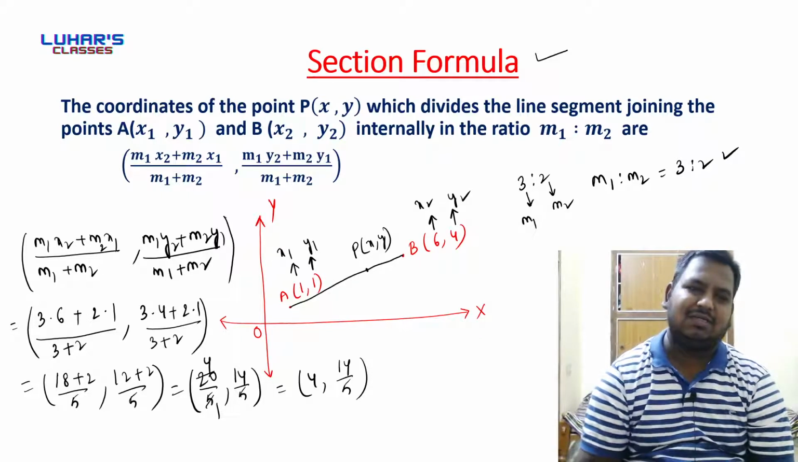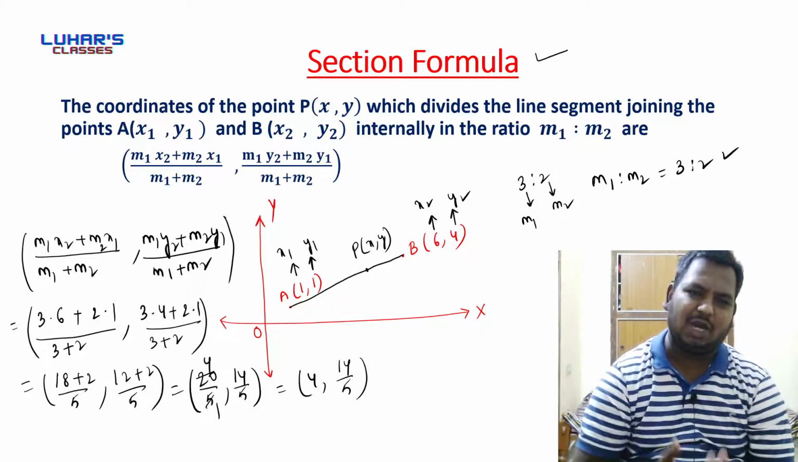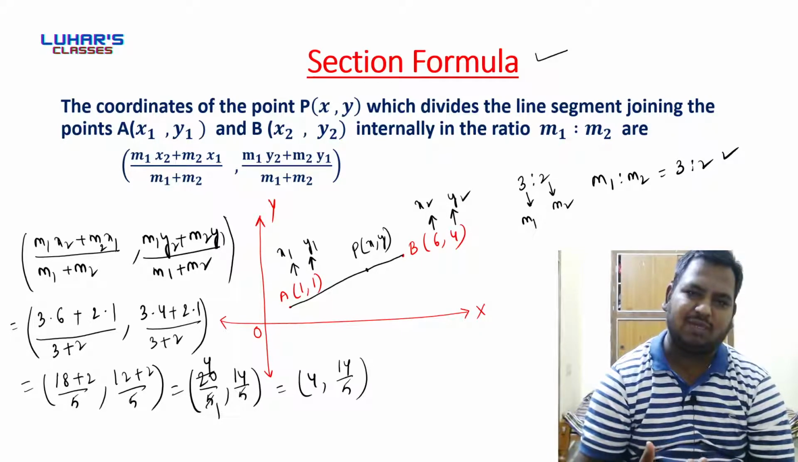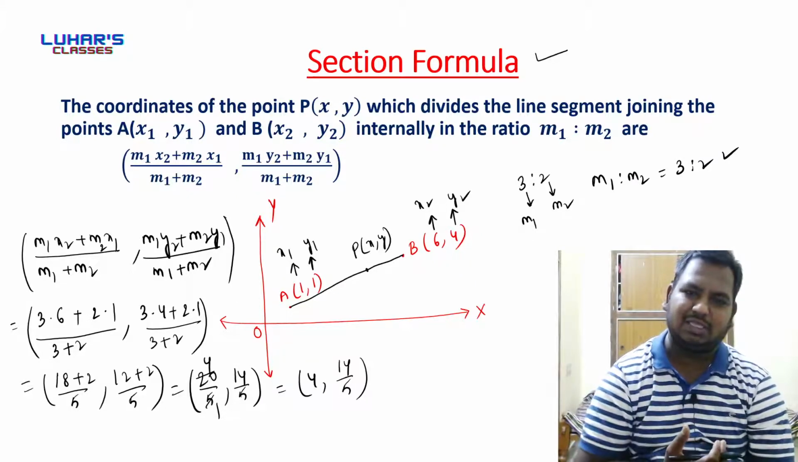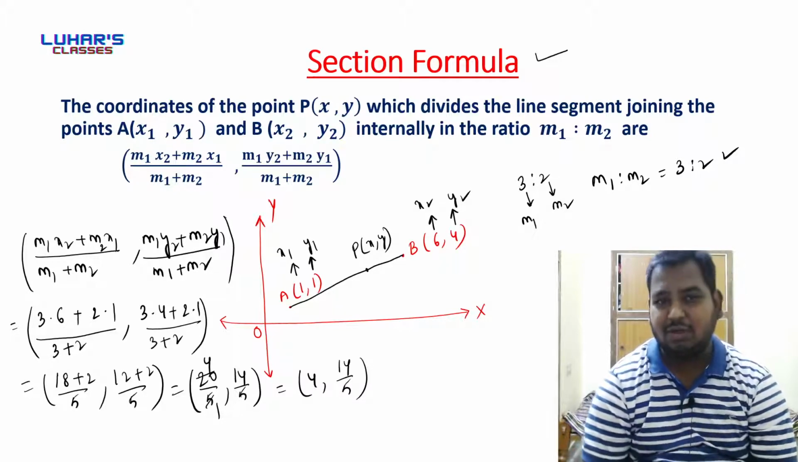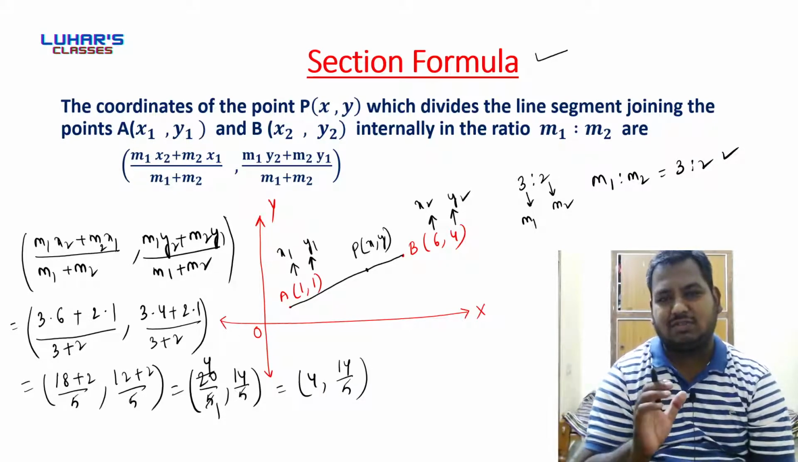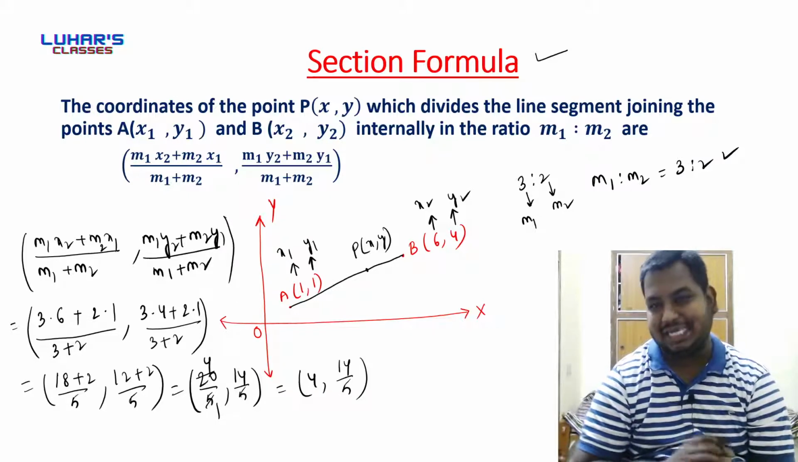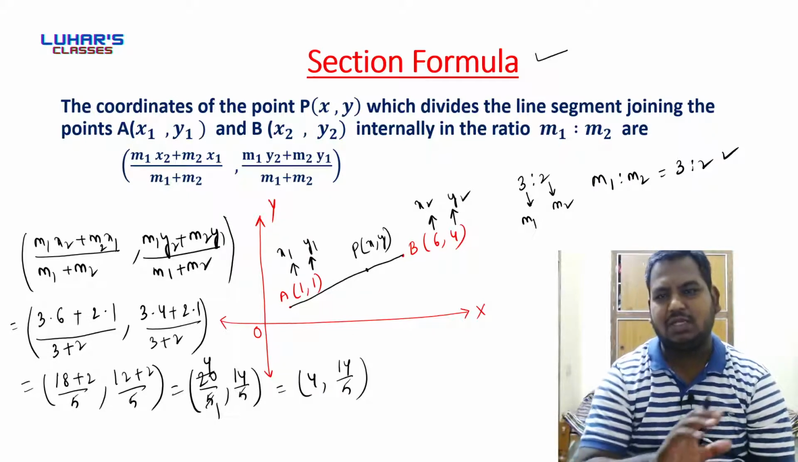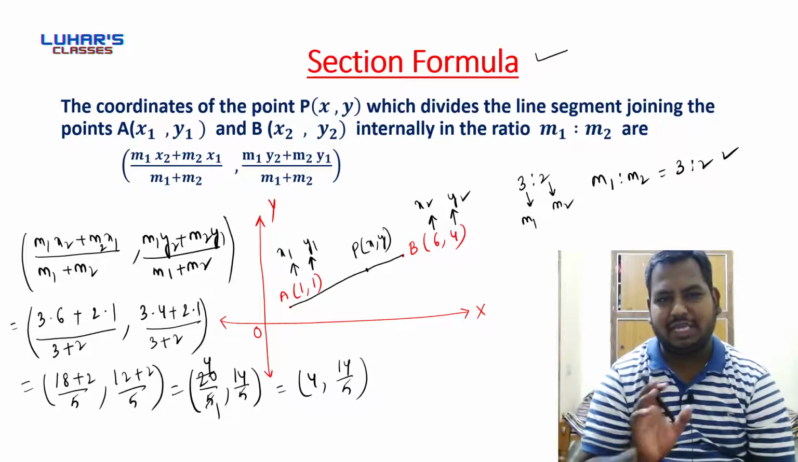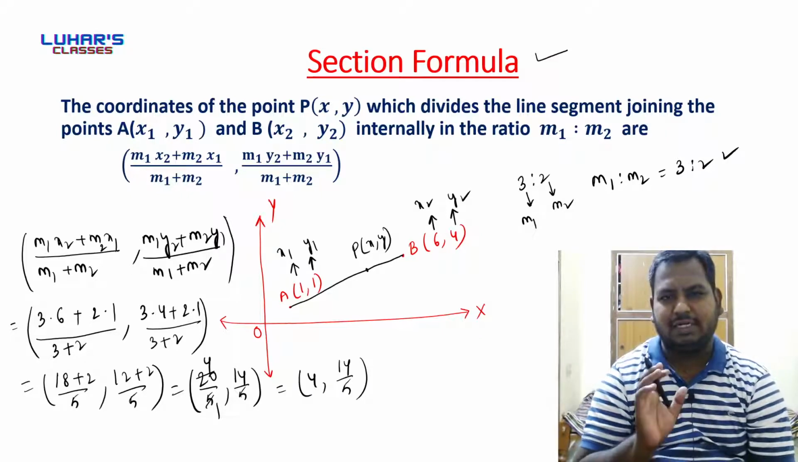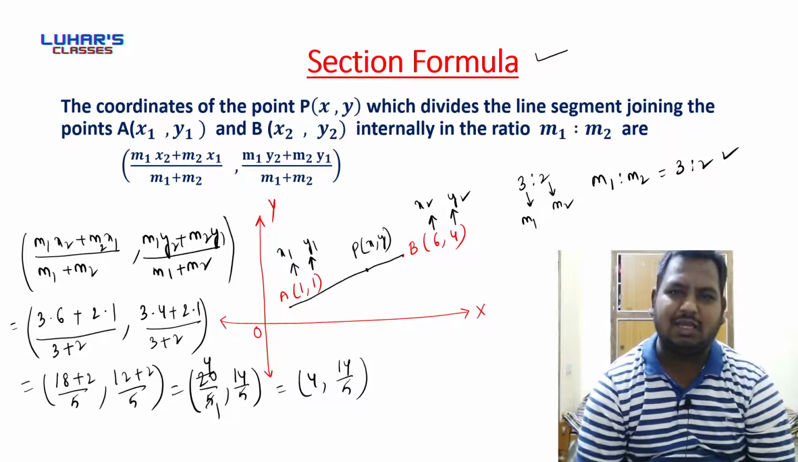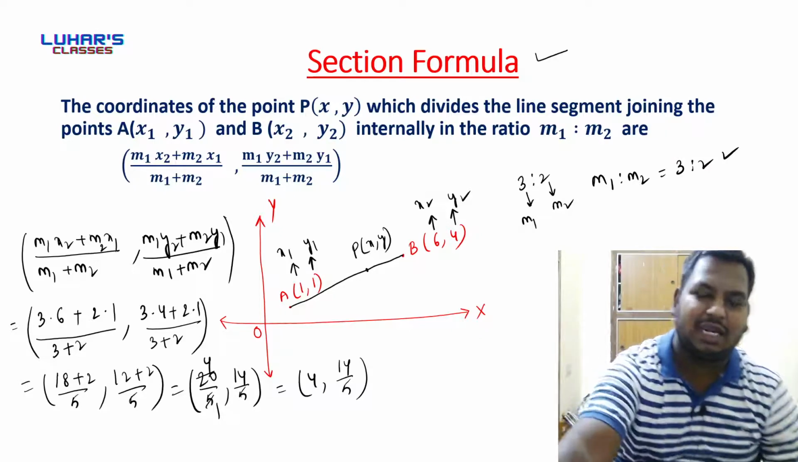Now you may ask, sir, how did we get this formula? What is the derivation of this formula? Can you explain us the proof of this formula? I'll explain definitely, but not in this video. I'm going to make a separate video to explain the proof of section formula, distance formula and area of triangle formula also.